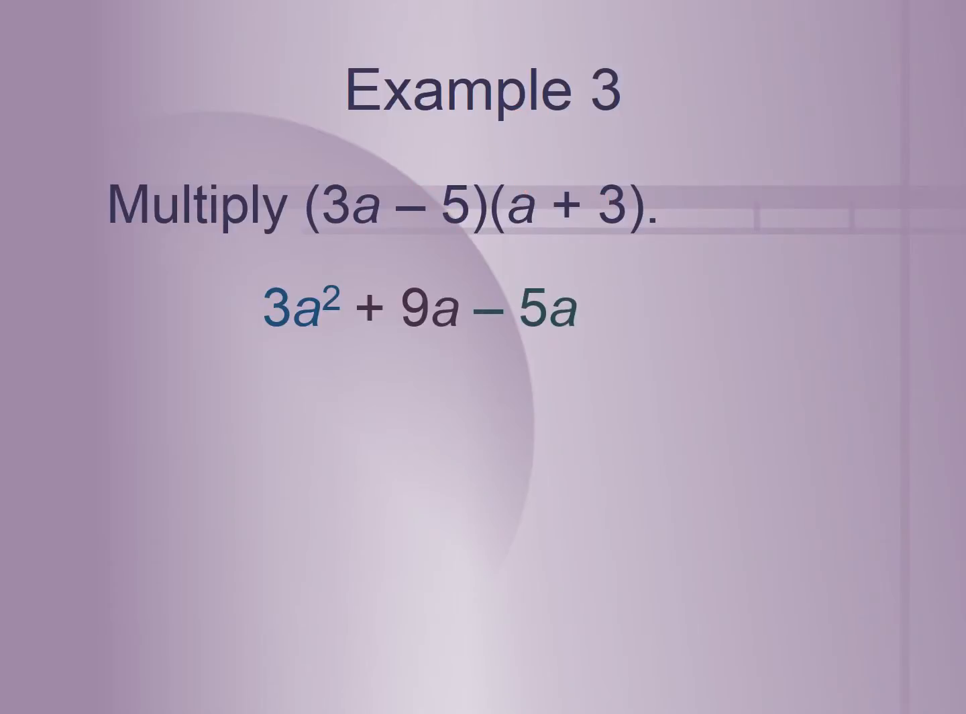So that's negative 5a. And then I think, well, the last letter is L in FOIL, and L stands for the last terms. And my last terms are negative 5 and 3. So negative 5 times 3 is negative 15. Now I can combine like terms. 9a minus 5a becomes 4a. And my final simplified answer is 3a squared plus 4a minus 15.